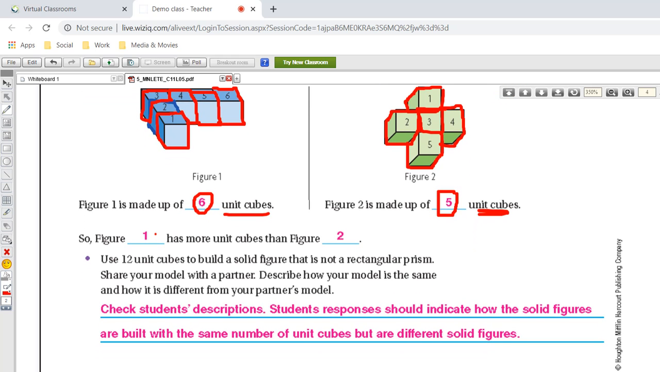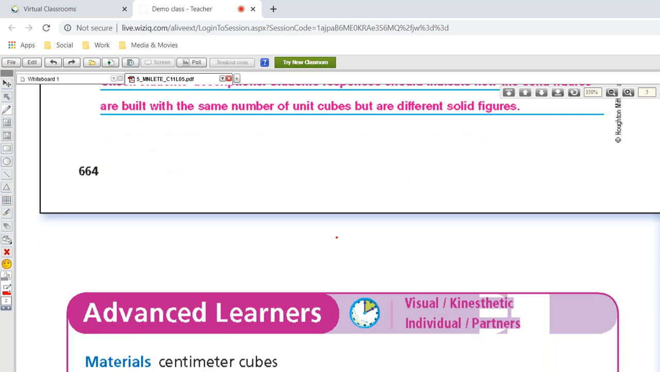So figure 1 has more units, because we are comparing between these two figures. How many unit cubes are there in the first one and in the second one, and we compare the number of unit cubes in each one. So the first figure has more unit cubes than the second figure. Let's move to the next page.